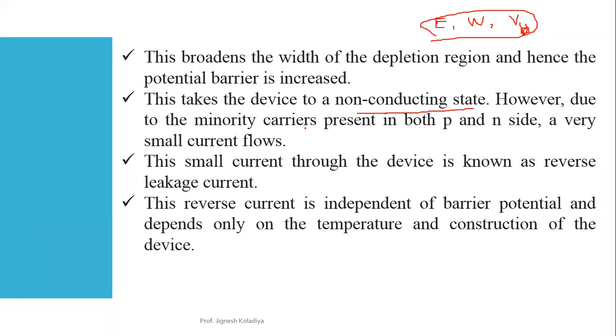However, due to minority carriers present on both sides, a very small amount of current flows, and that is negligible. This small current through the device is known as reverse leakage current, and that is independent of the barrier potential and depends only on the temperature and construction of the device.